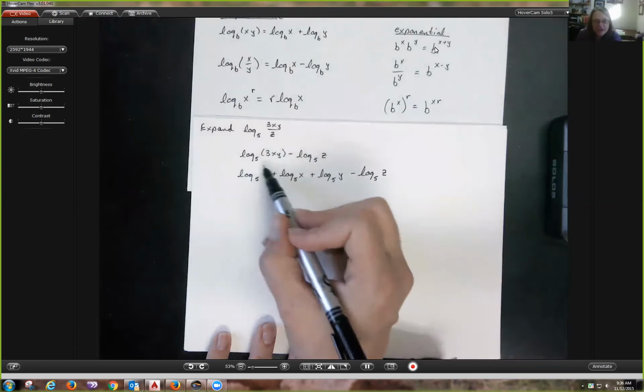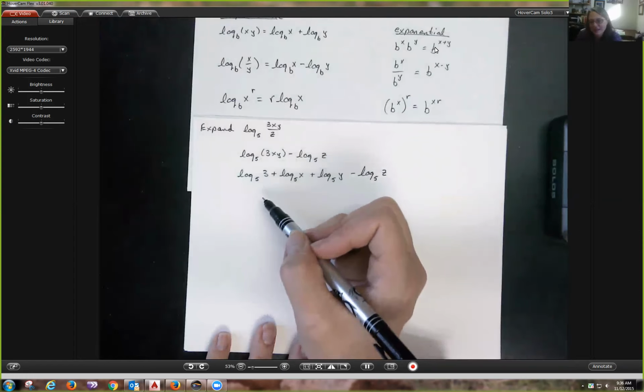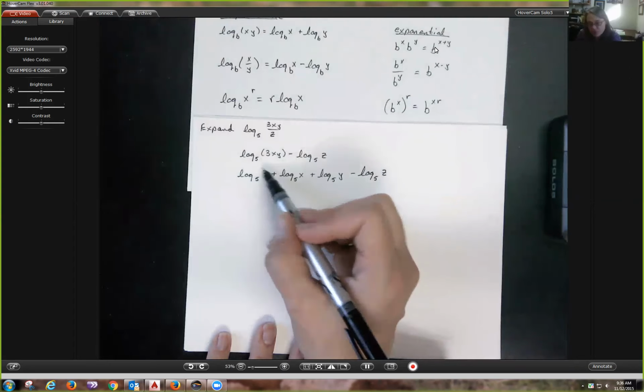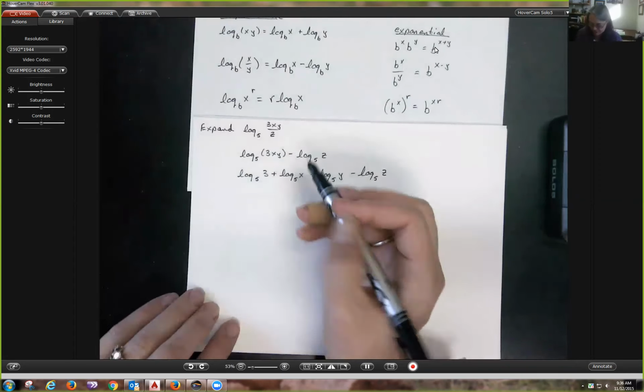This log base 5 of 3, if this was something that we could simplify easily, like the log base 2 of 8, which we know is 3, we would do that. Otherwise, we'll just leave it this way. All right, now as we get faster, we'll do this all at once. Let's do another one.